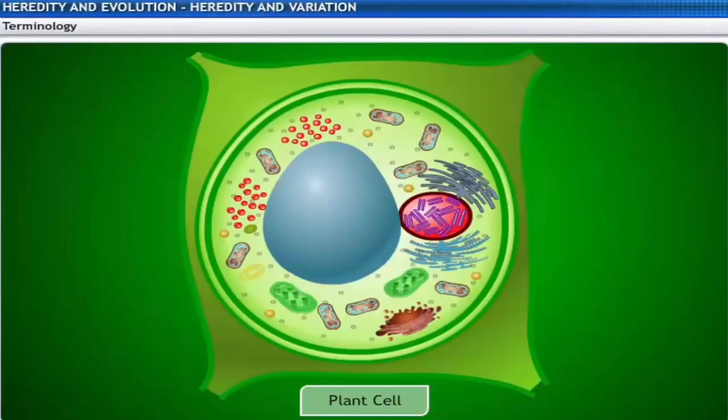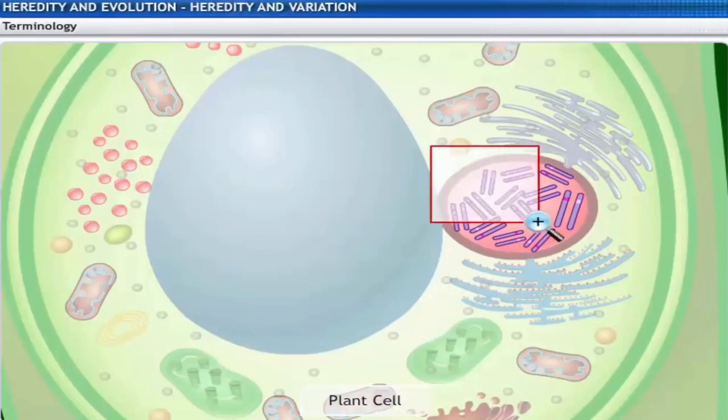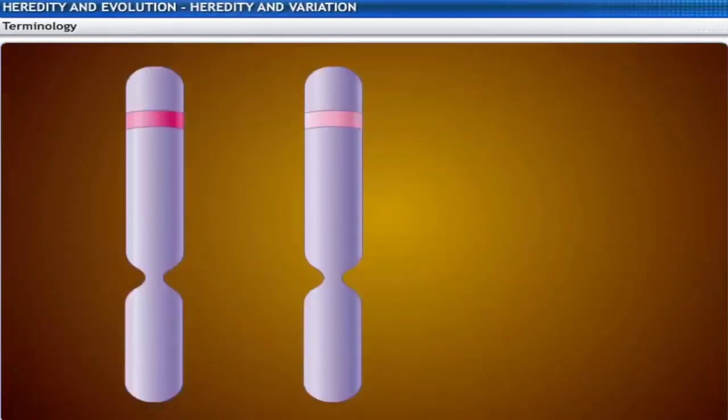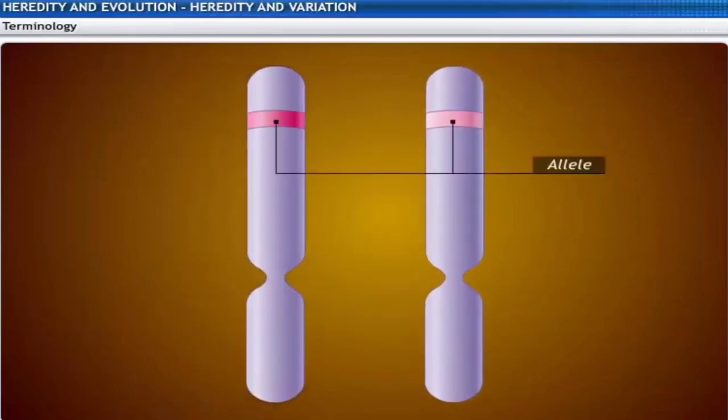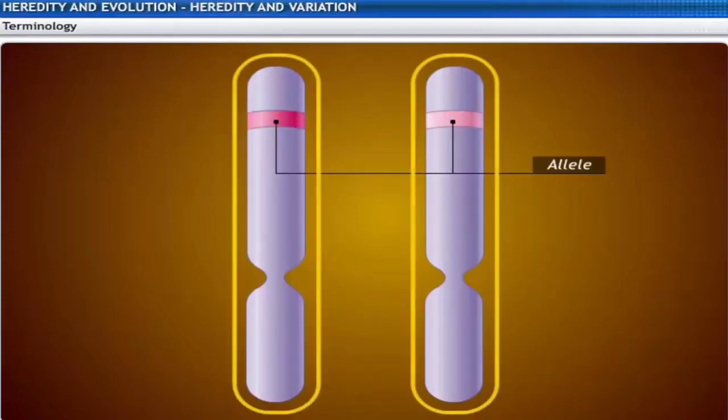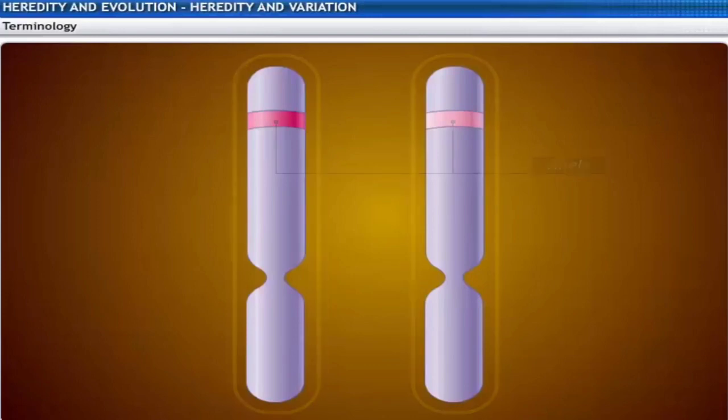Let's look at some of the most important terms in heredity and variation. The word gene comes first. It is the DNA segment of the chromosome. Genes control the expression of characters. Genes were called factors by Mendel. Each gene is present in two alternative forms called alleles. Each allele controls single traits.